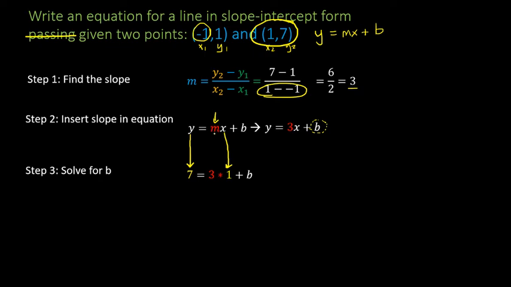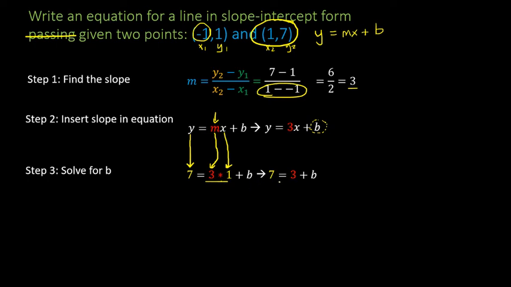And of course, we found out that m, the slope, was equal to 3. So these are all just values I've plugged in. So I have 7 is equal to 3 times 1 plus b, and I need to figure out the value of b. So simplifying, I know that 3 times 1 is just equal to 3.